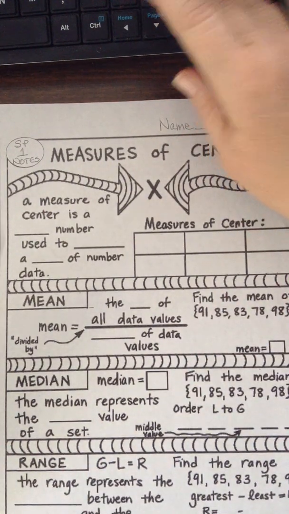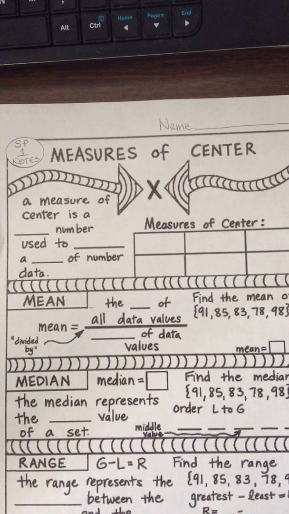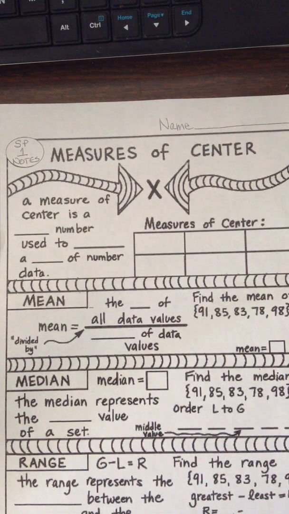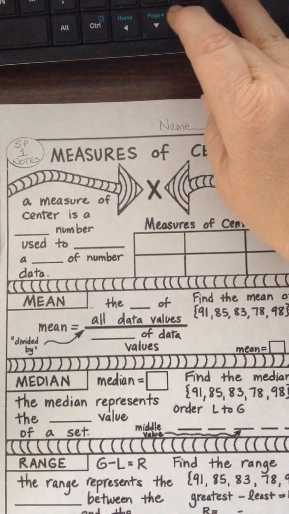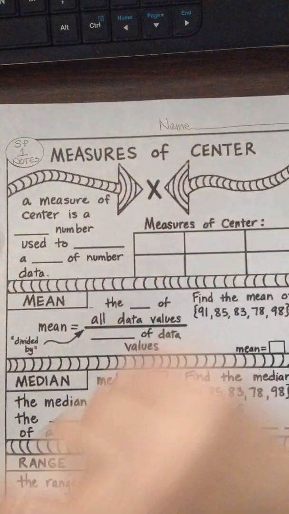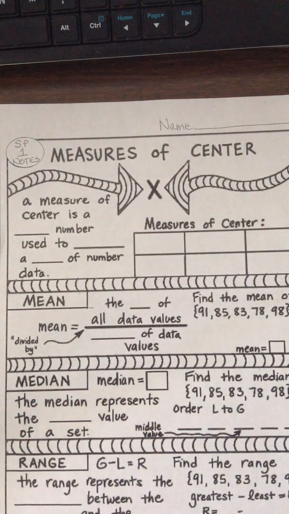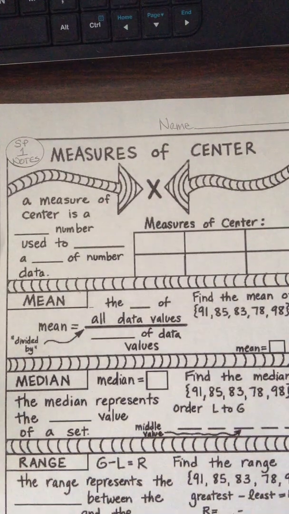So I'm looking at this, and I want to point out that we don't have much time left. So we are almost done with the school year. How is that even possible? Well, let's look at measures of center.